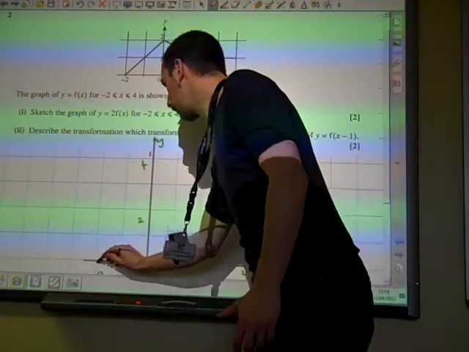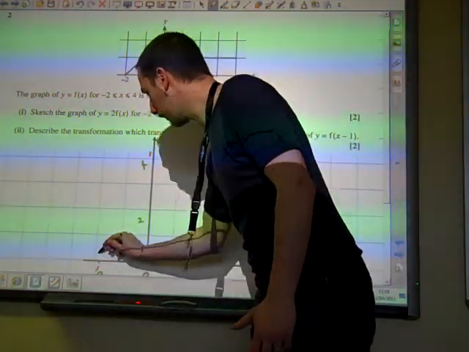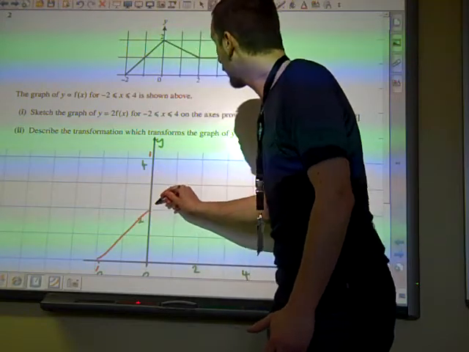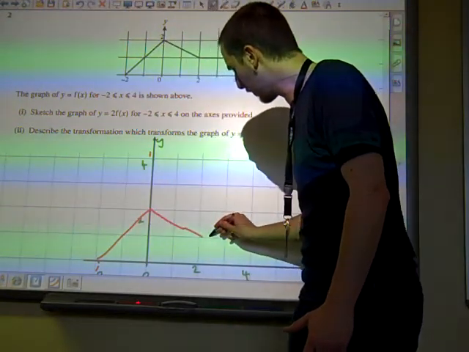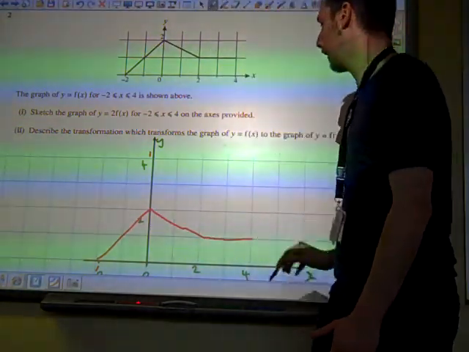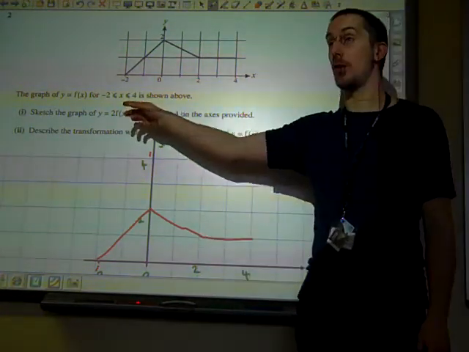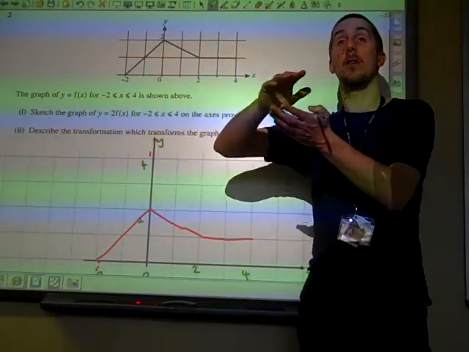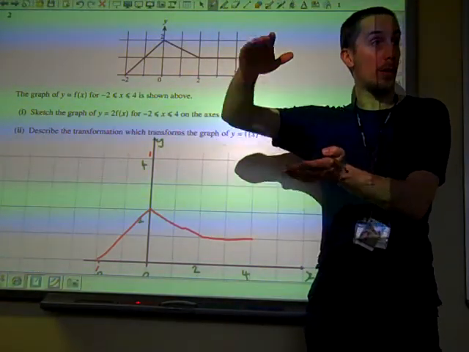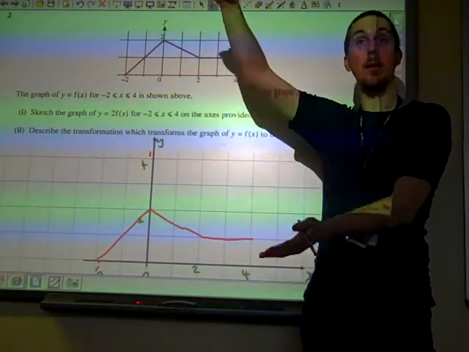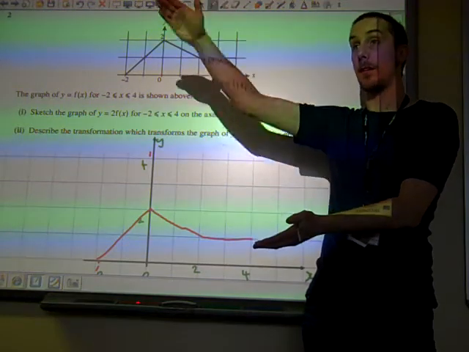They drew out some axes for you, and I think the axes that they drew out actually had the original graph on it, which looked like that. And so what we've just said is 2 times f of x. That would be a stretch, scale factor 2 in that direction. So everything would be twice as far from the x-axis.